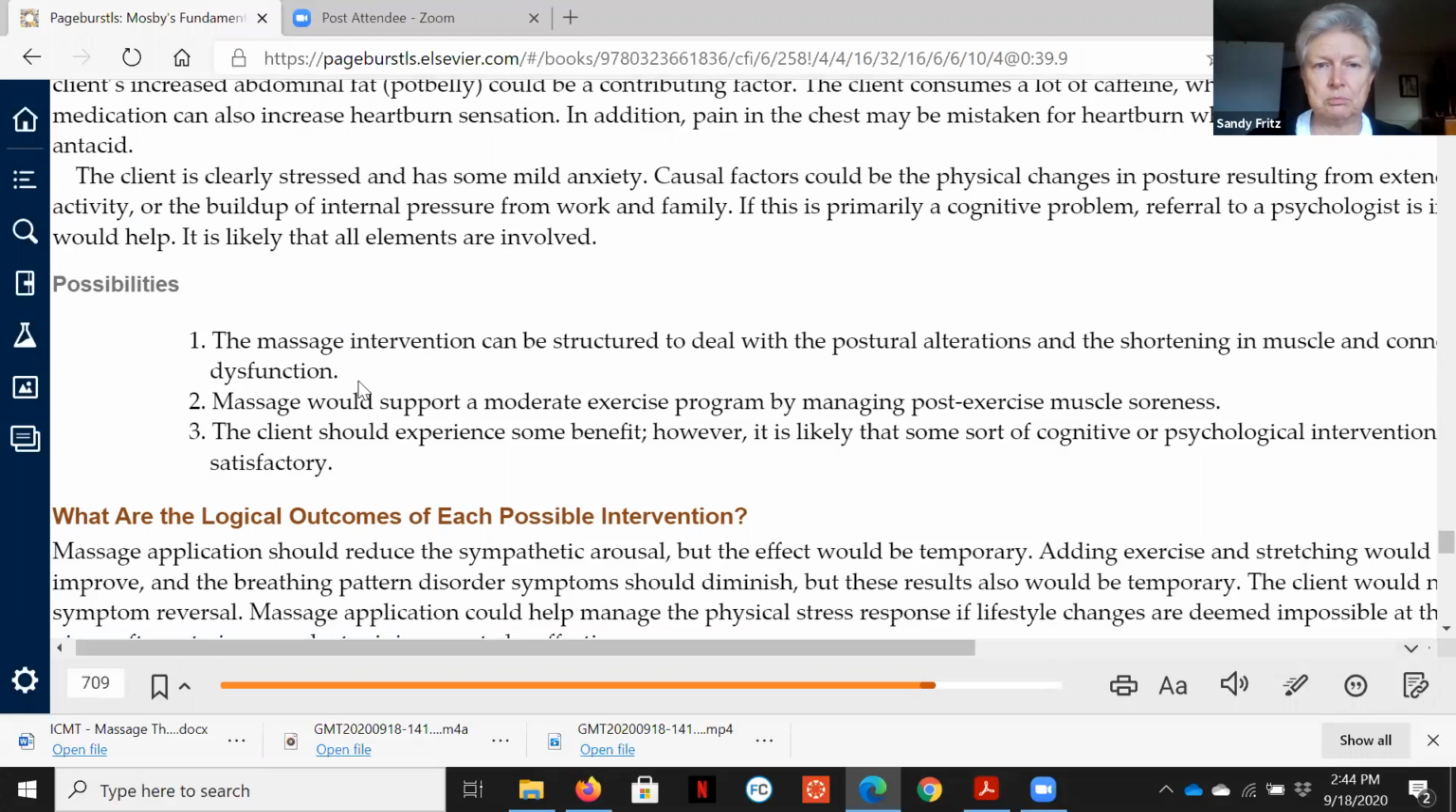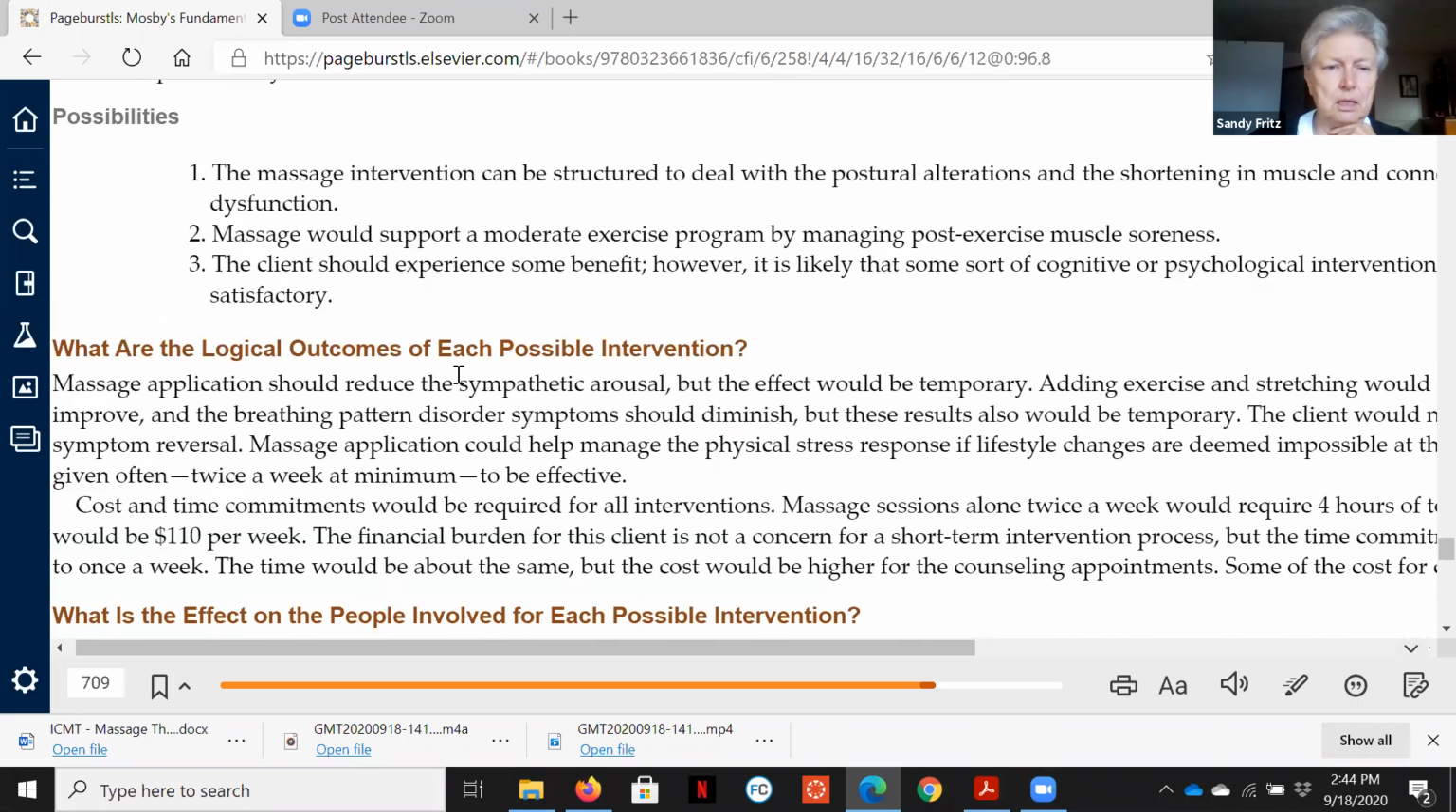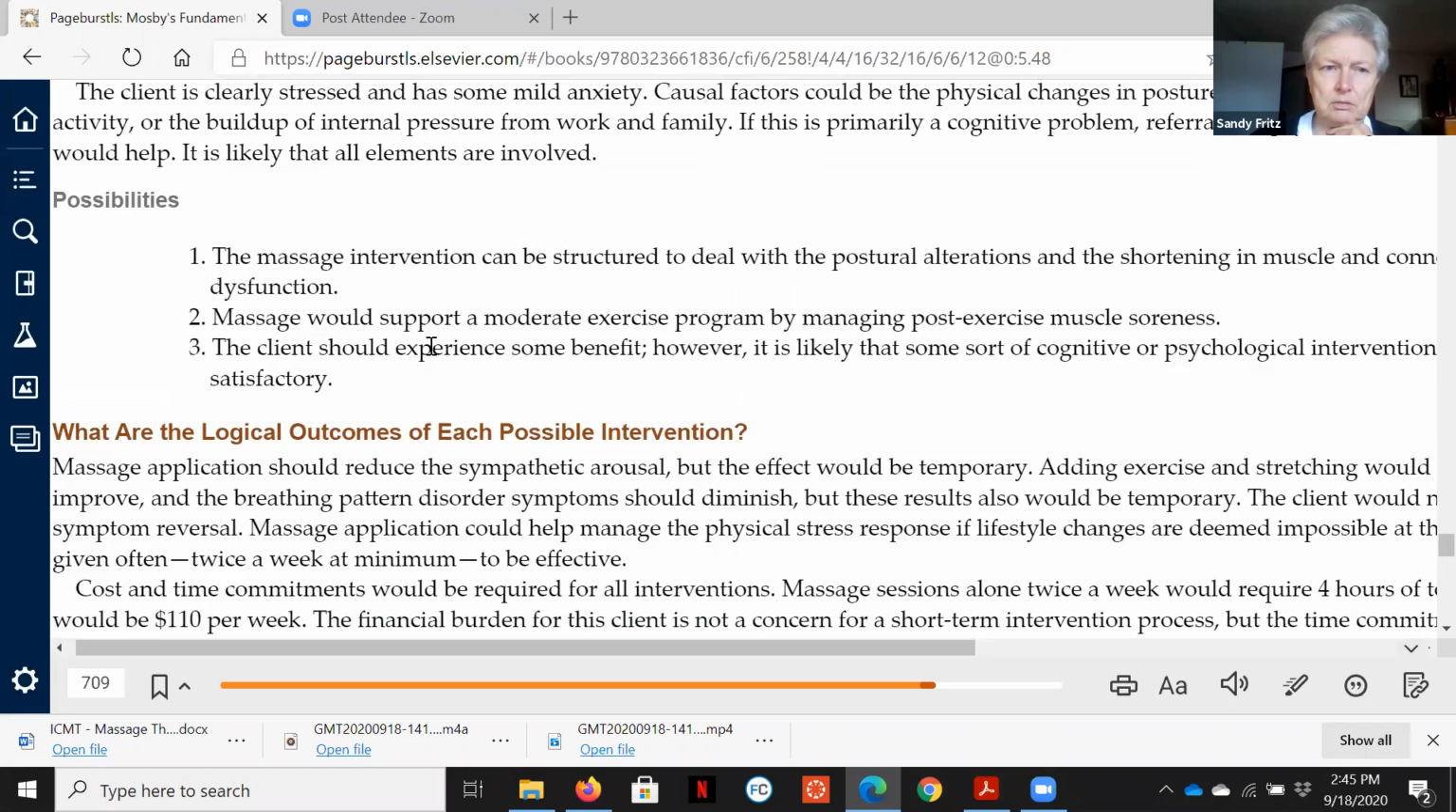I'm presented with a problem. What are the possible solutions here? That would be the foundation for my treatment plan. And then this is what's usually not outlined, but this is the analysis of each of these. So let's look at the middle one.